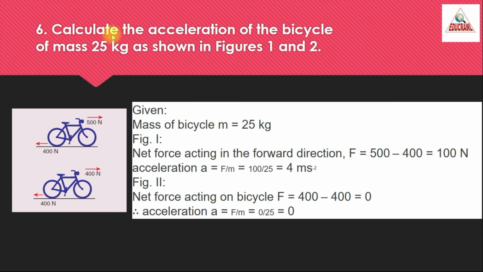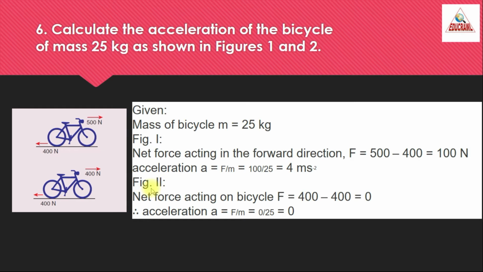Now problem 6. Calculate the acceleration of the bicycle of mass 25 kg as shown in the figures 1 and 2. So the given data is mass of the bicycle M is equal to 25 kg. So for figure 1, the net force acting in the forward direction is 500 minus 400, which is equal to 100 Newton. So the acceleration you can find using Newton's second law, which is F is equal to ma. Hence acceleration is equal to F by m. So F is 100. So 100 divided by 25 is 4 meter per second square. The acceleration of the first bicycle is 4 meter per second square.